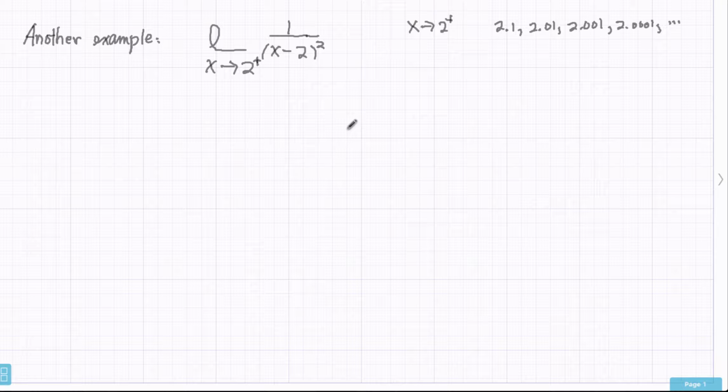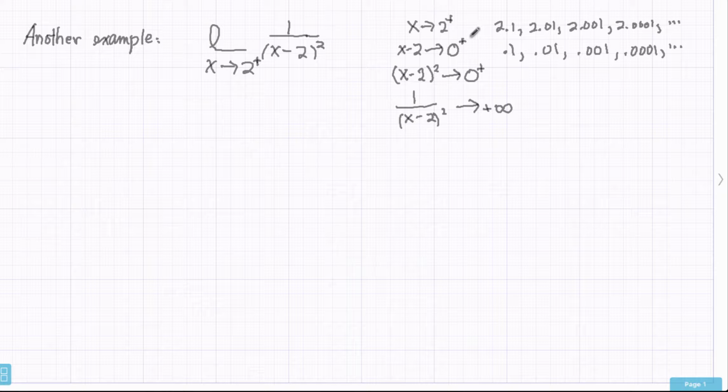If we imagine some kind of x approaches 2 from the positive side type of list, we might get something like this. The corresponding x minus 2 list would look like this. Now it's hopefully clear what the x minus 2 should be approaching. The x minus 2 list is approaching 0 from the positive side, apparently.